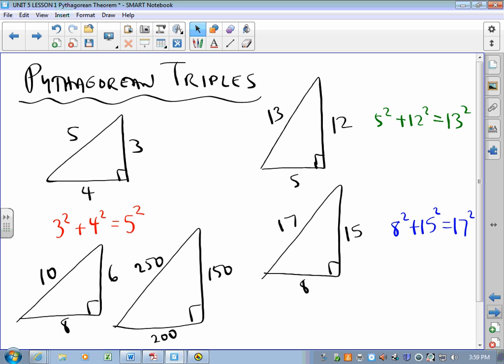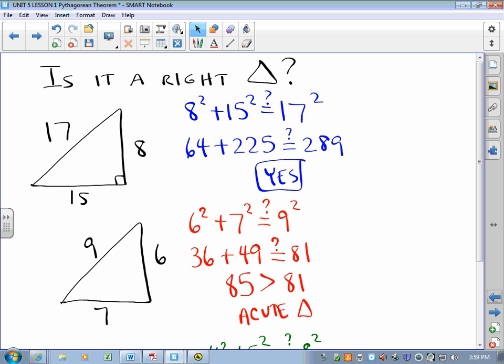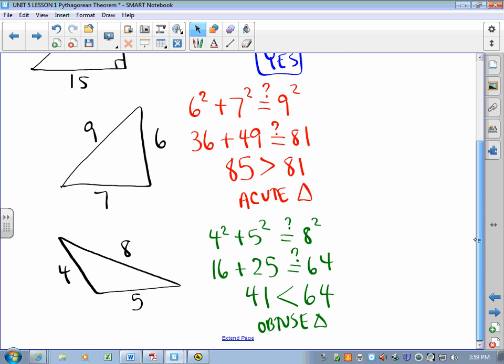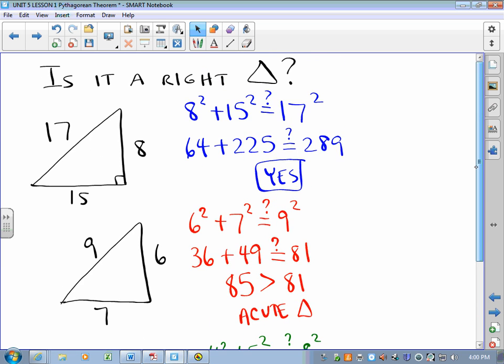So that's the Pythagorean theorem on display. If you have a right triangle, the 3 sides are related by a squared plus b squared equals c squared. And if you don't know if you have a right triangle, you can find out what kind of triangle you have by trying the Pythagorean theorem and seeing if it works.